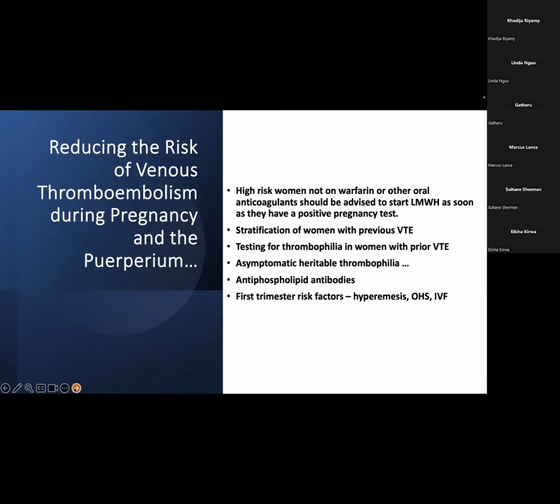So even the first trimester has its risk factors. A patient with hyperemesis, patients with ovarian hyperstimulation syndrome, patients who are on IVF, those are patients who are at risk, and one needs to think of thromboprophylaxis.